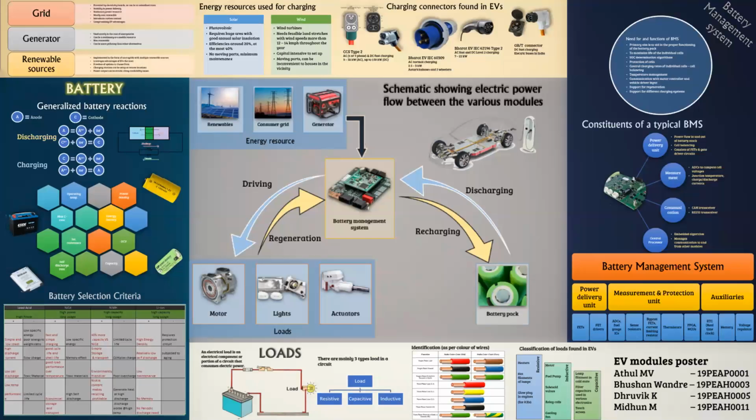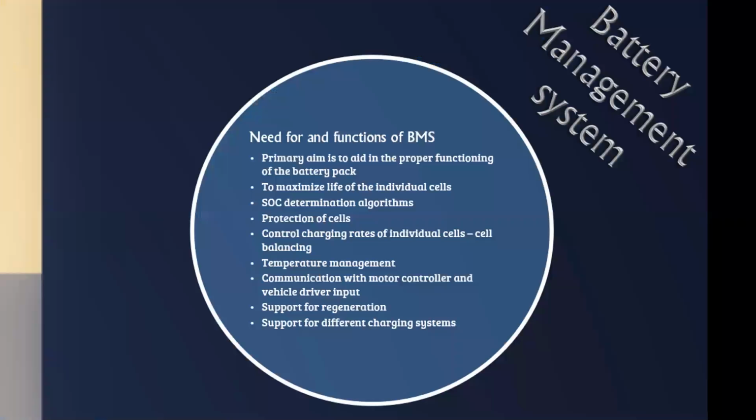Now what we just saw was the energy resource part. Now we see the energy resource has to be connected to our electric vehicle basically for charging, and this is taken care of by your battery management system. So we'll be looking into what is the use of having a battery management system, and what are its functions. The primary aim of the battery management system really is to maintain the proper functioning of the battery pack.